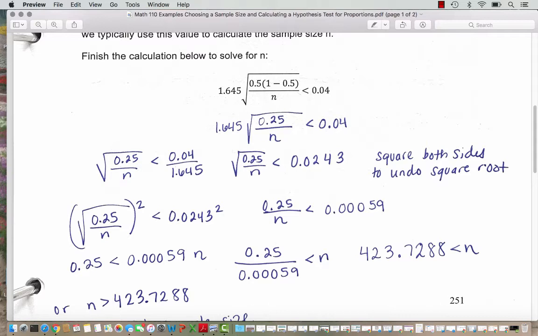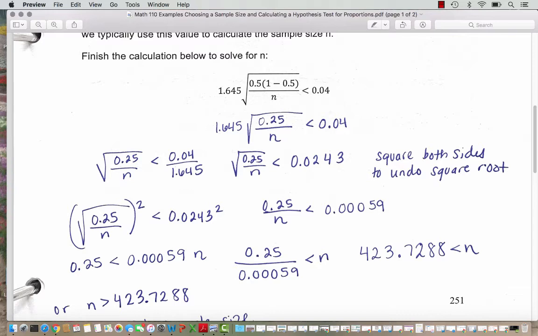The first move I did is, on the top of the calculation inside the square root, I multiplied 0.5 times 0.5 to get 0.25. The second row shows my simplification of 1.645 times the square root of 0.25 over n, and that's all going to be less than 0.04, which is our margin of error.